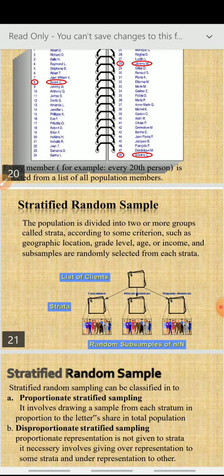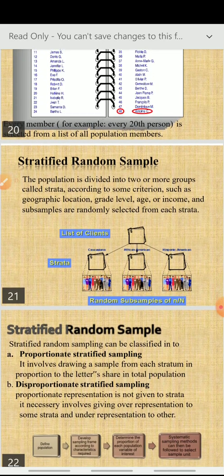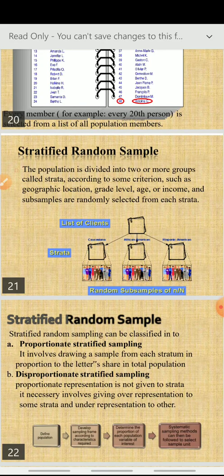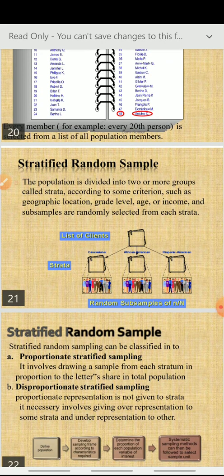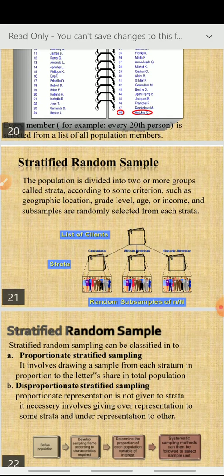Then come to the third probability technique, that is stratified random sampling, and it's very important. The population is divided into two or more groups called strata according to some criterion such as geographic location, grade level, age, income, and some samples are randomly selected from each stratum. So we can say we are forming homogeneous strata from a heterogeneous set of population on the basis of some characteristics. That characteristic might be location, grade level, age, income, anything.